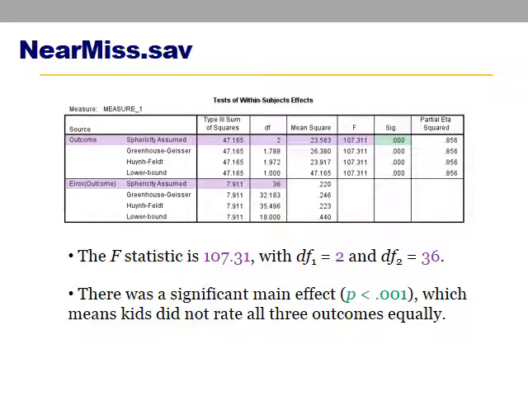Our p-value here is very small, less than 0.001, which tells us that the kids who participated in this study did not rate all three of these outcomes equally. In other words, wins, near misses, and losses were not perceived as identical by these kids. However, we do not yet know which outcomes were rated differently. Our effect size here is very, very strong, an eta squared value of 0.86.